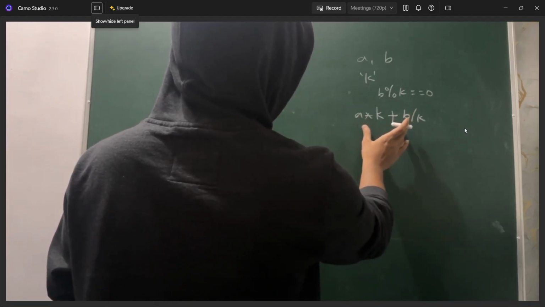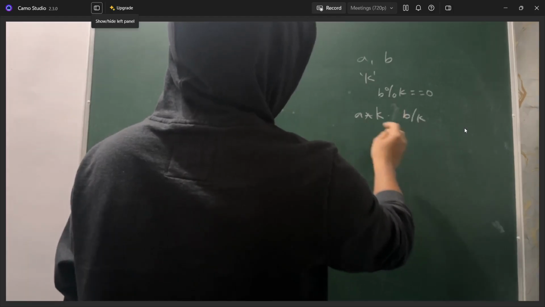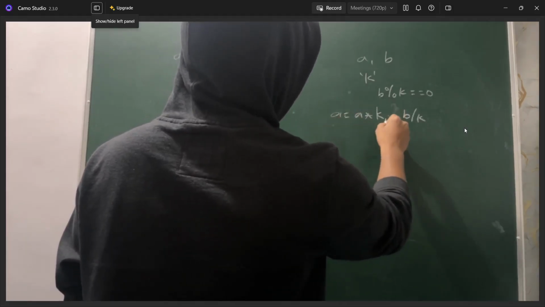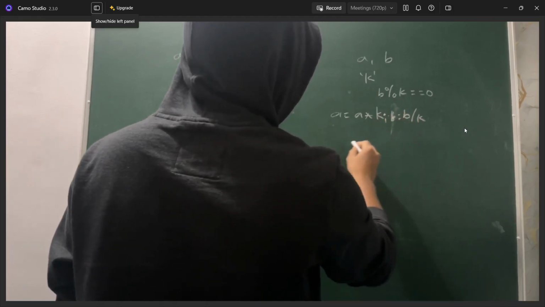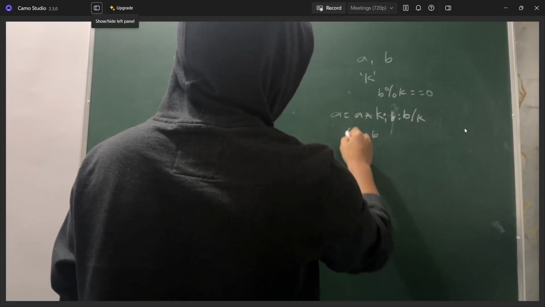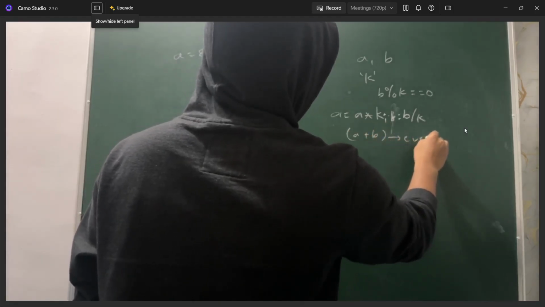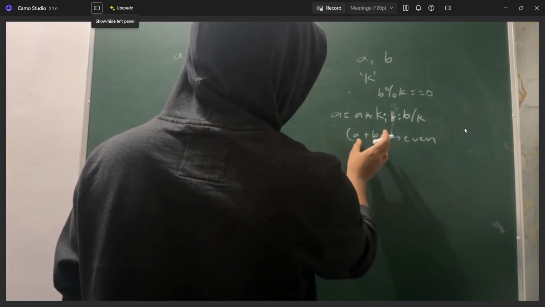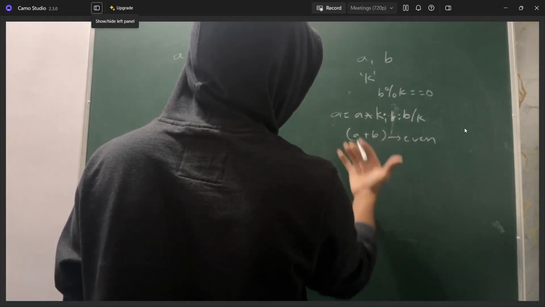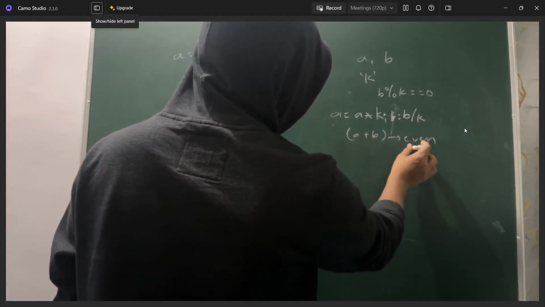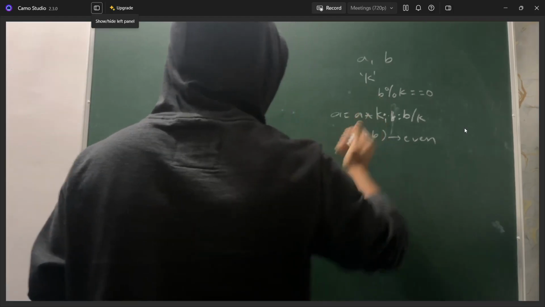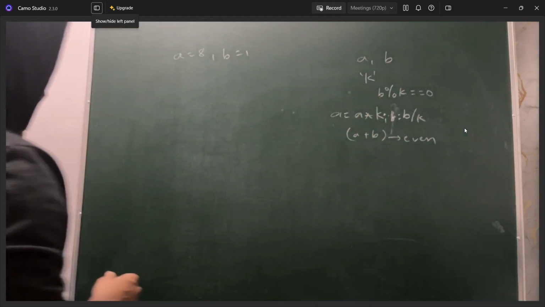So the next a will be in this form, a into k, and b will be b by k. Now if you take a plus b and it is even, you will have to find the maximum of these. Whichever a plus b is even, you have to choose the maximum even number. That is the problem statement they are asking.